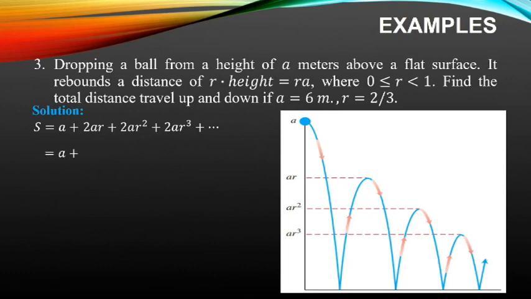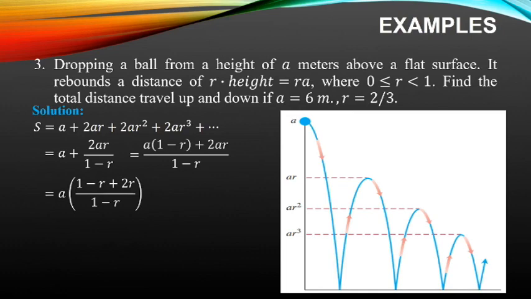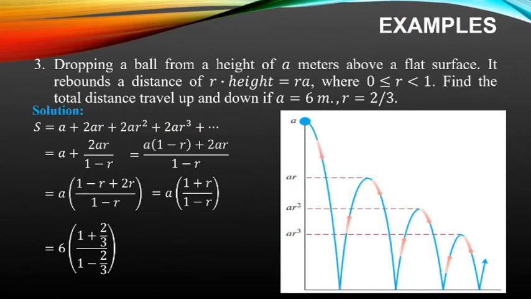So we have a series of this one. The series with multiples of 2 is a geometric series with first term 2AR and common ratio of R. So we have 2AR over 1 minus R. And simplifying this, we have the GCD of 1 minus R, so A times 1 minus R, then plus 2AR. Then common factor of A, so what remains inside is 1 minus R plus 2R, with denominator of 1 minus R. So negative R plus 2R is positive R. Then substituting the values of A, we have 6, and R, we have 2/3, so 1 plus 2/3 over 1 minus 2/3. So we have 6 times 5 over 3 over 1 over 3. Now simplifying that, that is actually 30 meters.